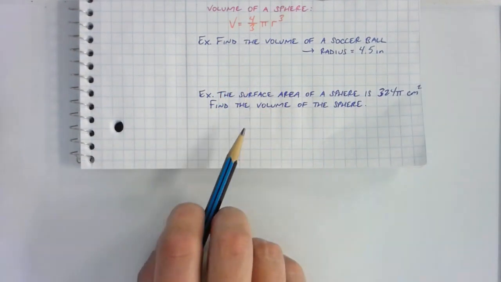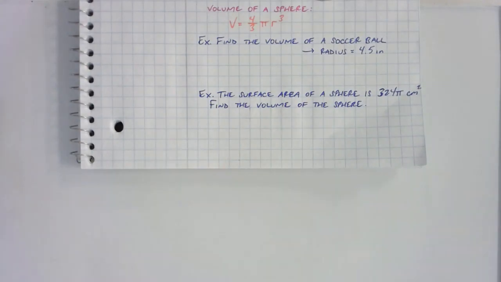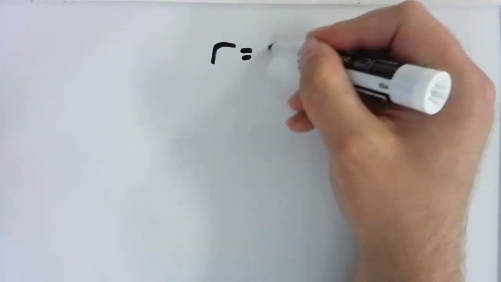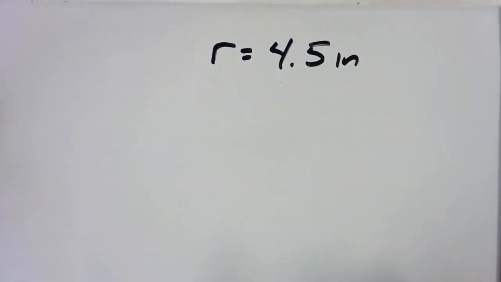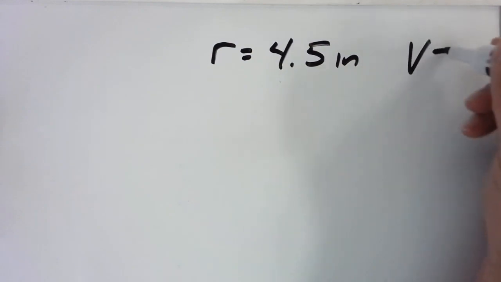The second example will be a little trickier, and I'll talk about that in a minute, but let's go ahead and do that first example. You'll notice that they did not give us a diagram for this. Instead, they told us here is the radius of your sphere, your soccer ball, 4.5 inches, and they say, all right, identify the volume.